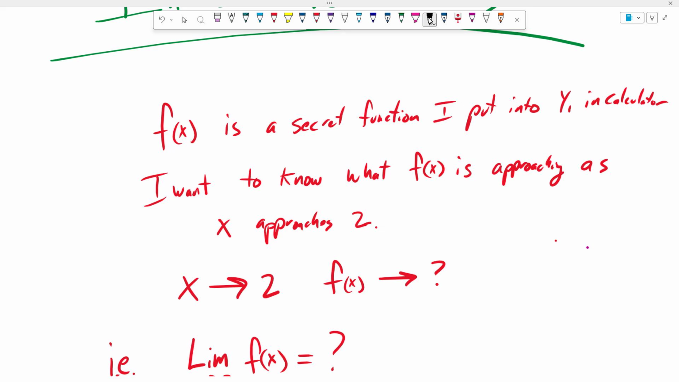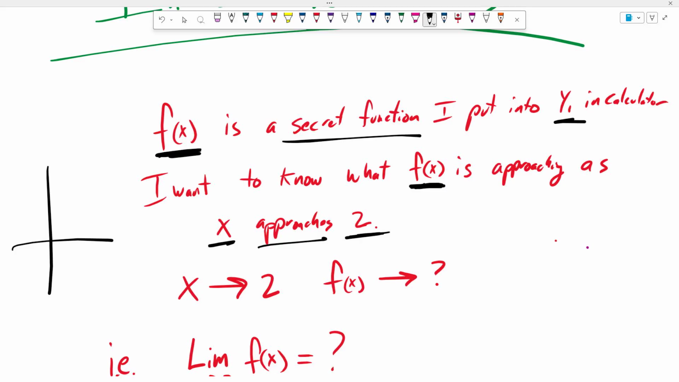So I put into my calculator some function, and you don't know what it is. Secret. I put it into y1. And here's what I want to know. I want to know what is our function approaching as x approaches the number 2. I don't know what it looks like.